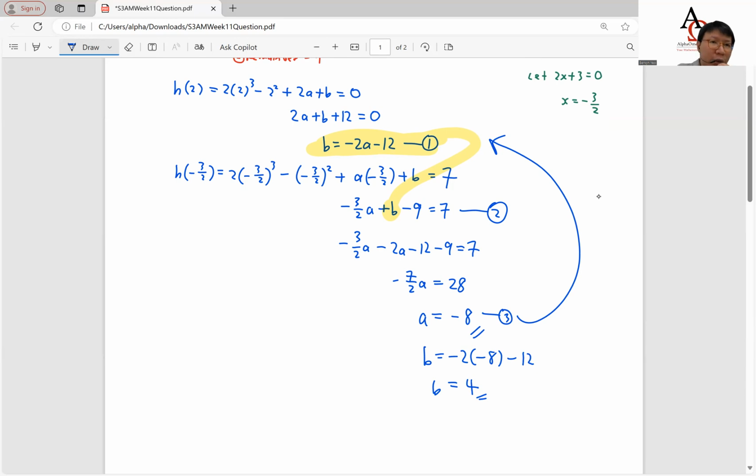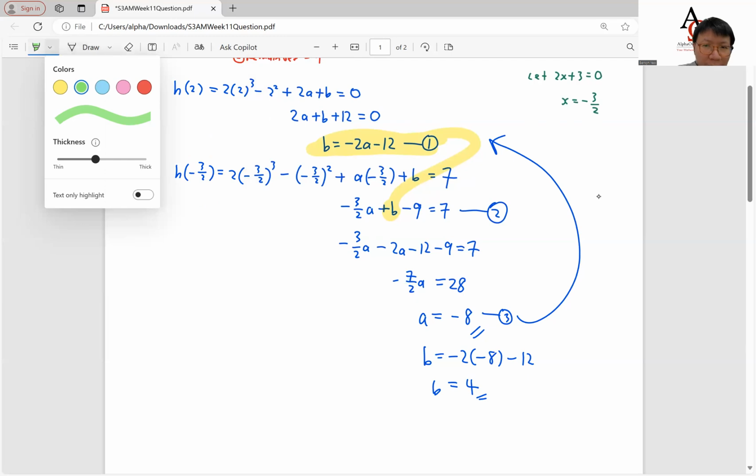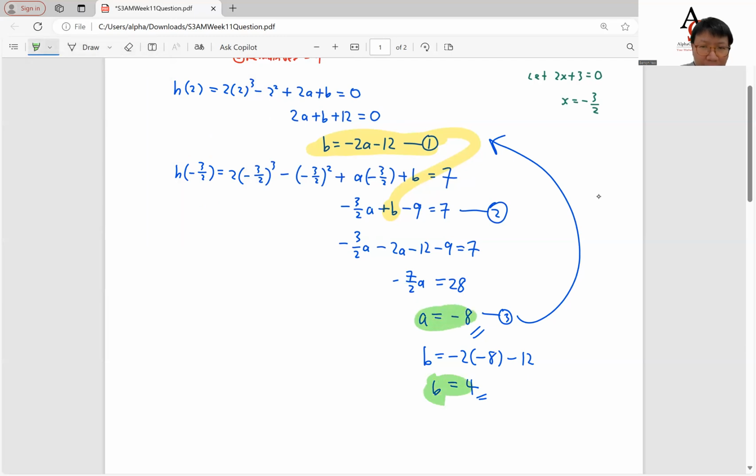All right, so these two will be our answers for a and b. Let me just rewrite that again. So a will be negative 8 and b will be 4.